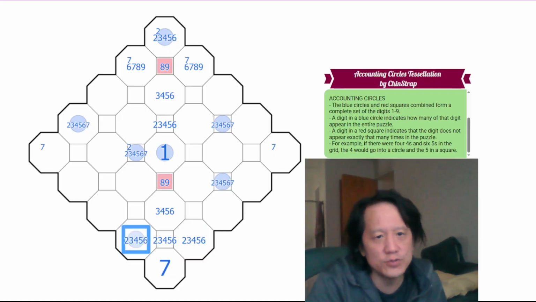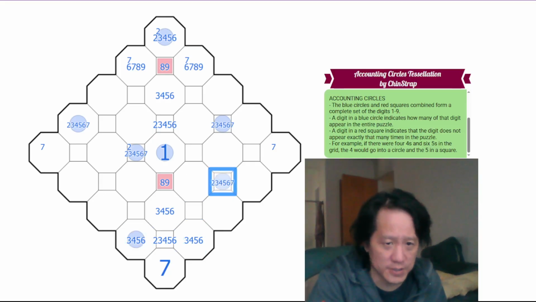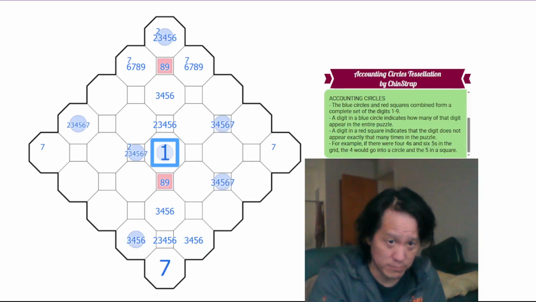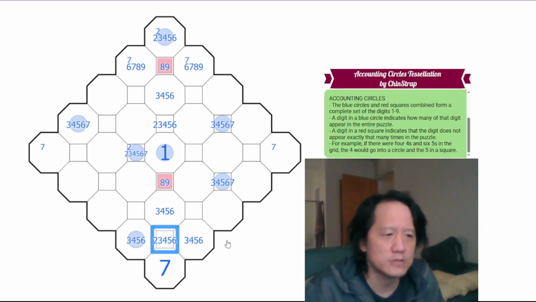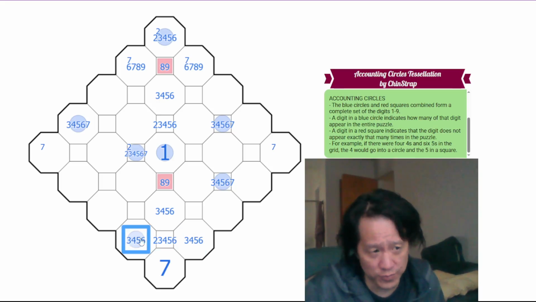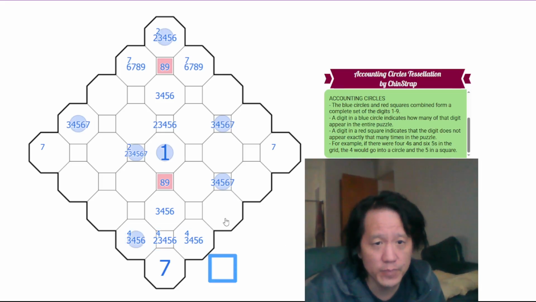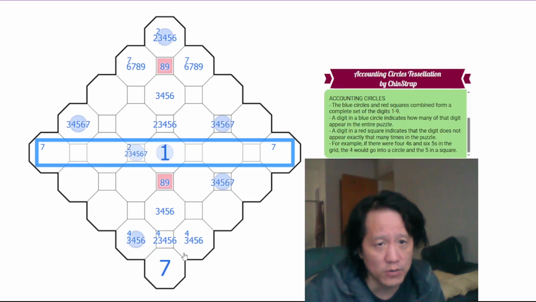You can't have 2. Okay, you can't have 2 outside row 5 and column 5. So this is either 2, 3, 4, 3, 4, 5, or 4, 5, 6. So we're guaranteed a 4 here. We're guaranteed a 4 here.